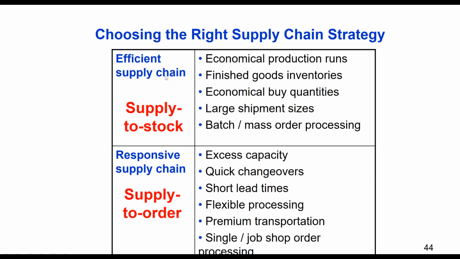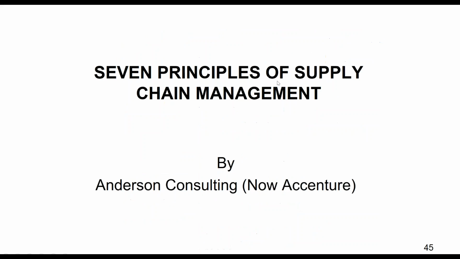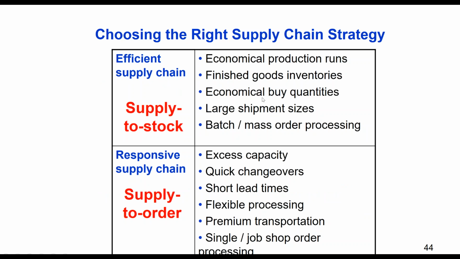So putting this into a slide deck, efficient supply chain means supply to stock, economical production runs, finished goods inventory, economical buy quantities, large shipment sizes, and mass order processing. So these are the typical perspectives when we talk about efficient supply chain.